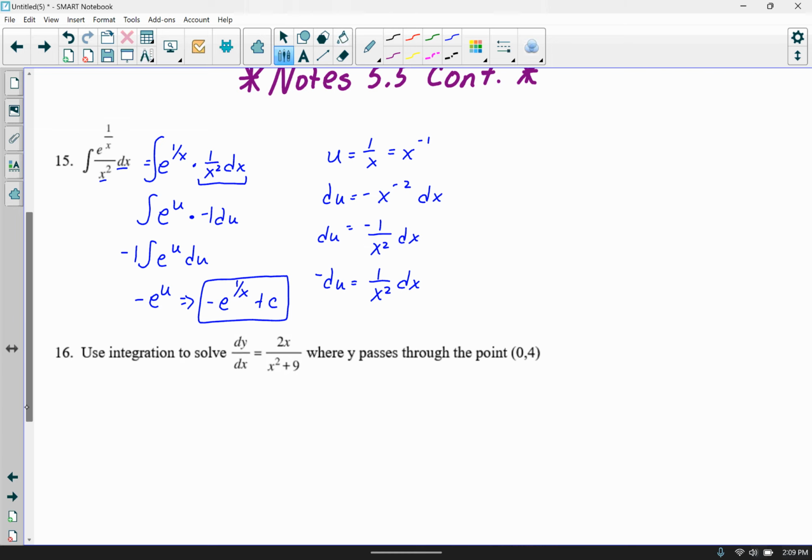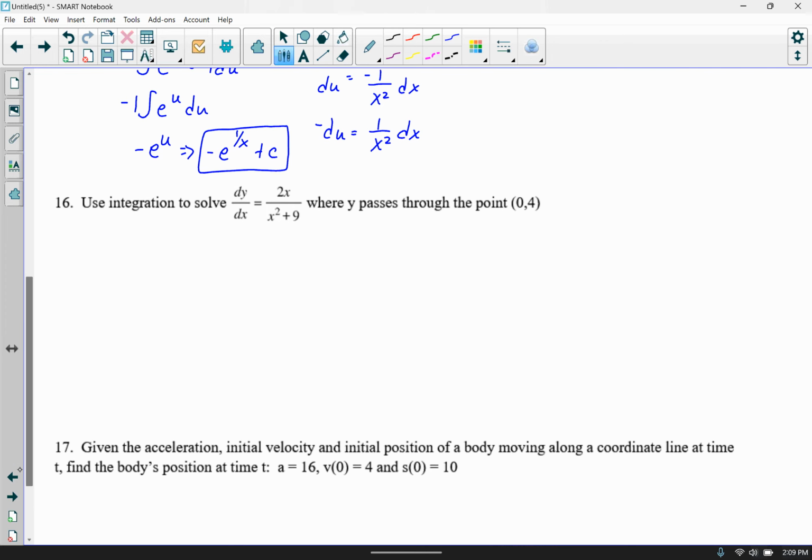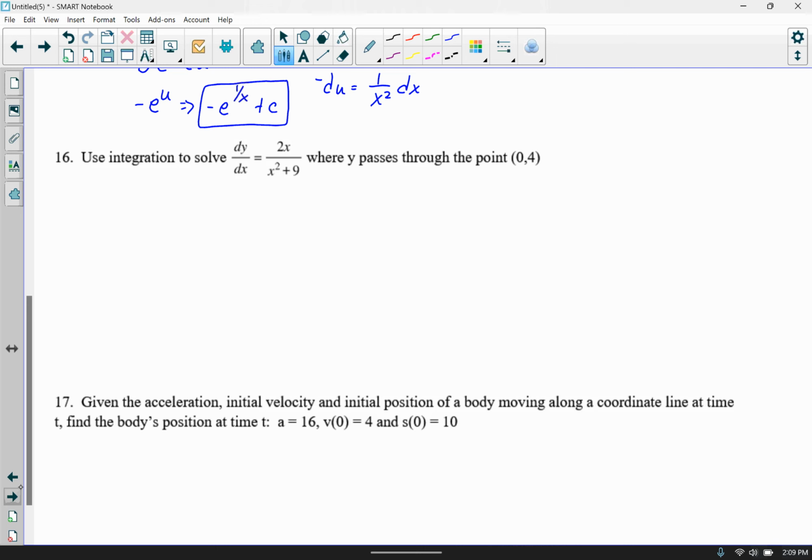Okay. Scooting on down to examples 16 and 17, we are going to be looking at some differential equations and just going backwards here. In example 16, they're telling us that dy/dx, the derivative, which is the same as y prime, is equal to this function, where y passes through the point (0, 4). So it wants us to use integration to solve this, to find what y is.